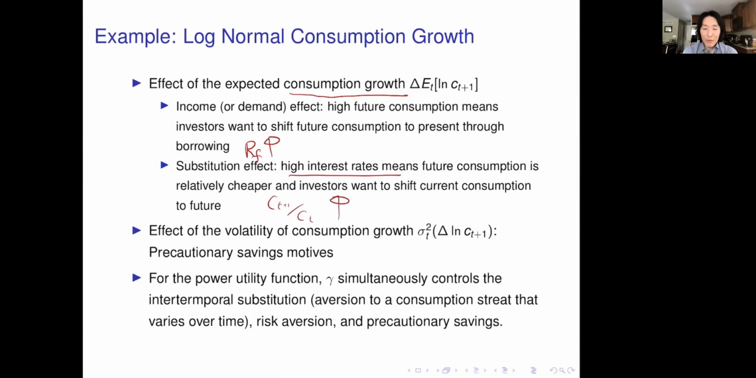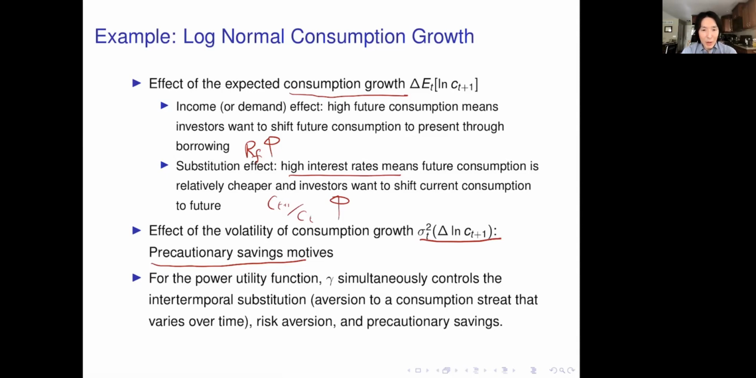Now, the second effect we saw is the effect of the volatility on consumption growth. That's what's called the precautionary savings motive. When consumption volatility is high, 언제 그런 일이 발생한다고요? 경제가 불안할 때 consumption volatility가 높죠. 그때 투자자들은 더 많은 돈을 risk-free asset에 넣고 싶고 따라서 risk-free rate이 낮아지게 됩니다.